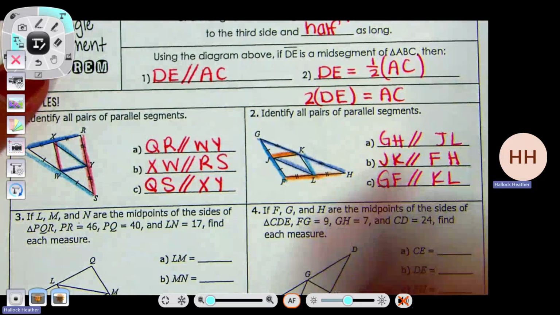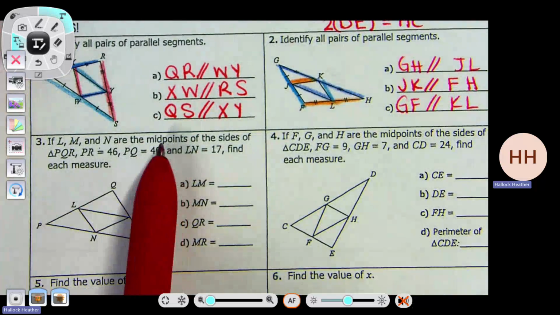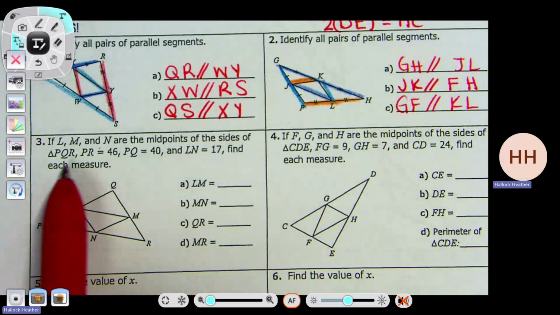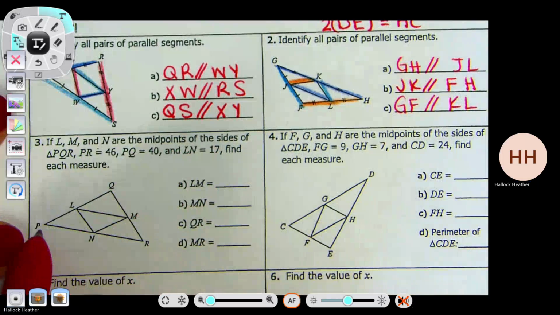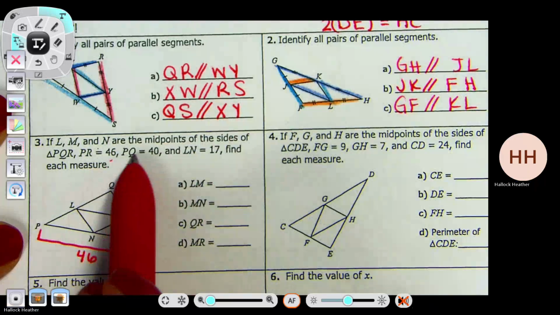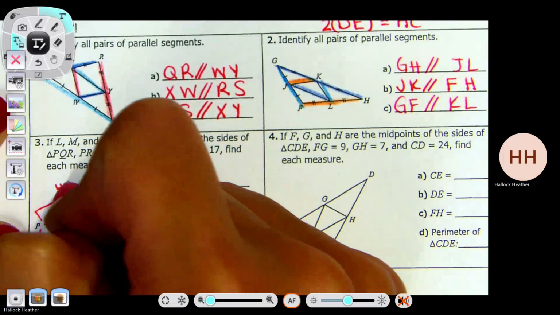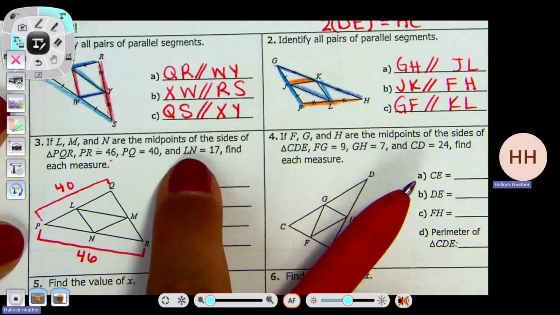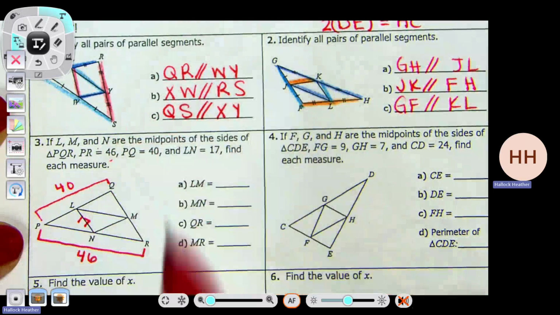Okay, so let's do some math because we haven't done any math yet. For number 3, it says L, M, and N are midpoints. So they're in the middle of the sides of triangle PQR. We're going to put this information on our picture. P to R, this whole distance, is 46. P to Q, this whole thing, is 40. L to N, which is on the inside, is 17. So this little piece is 17.